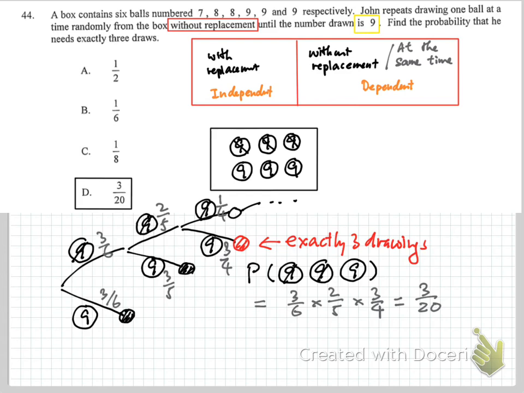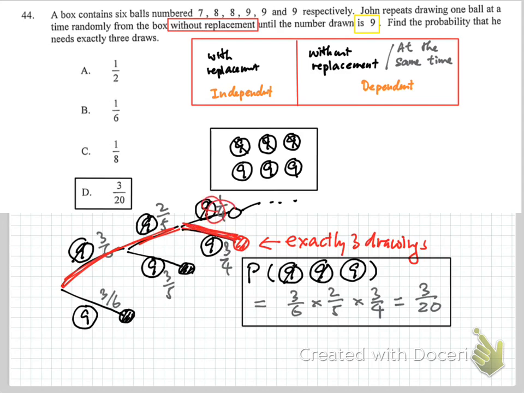If you are good at it, you don't really have to draw the tree diagram. Like I said in the third part, you can just look at this and think about it well. To let the game stop at the third draw, the first one is not a 9, the second one is not a 9, yet the third one is a 9. So you can only think about this branch instead of the whole thing. This is the branch that we are interested in. So never mind the others, just focus on this one single branch.